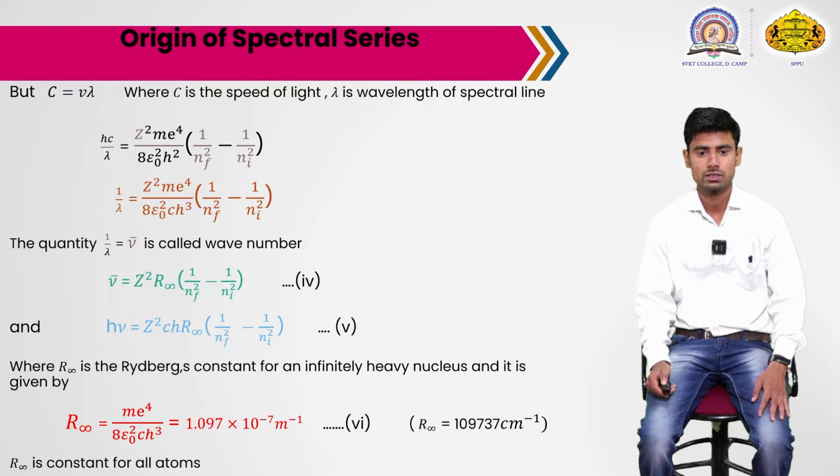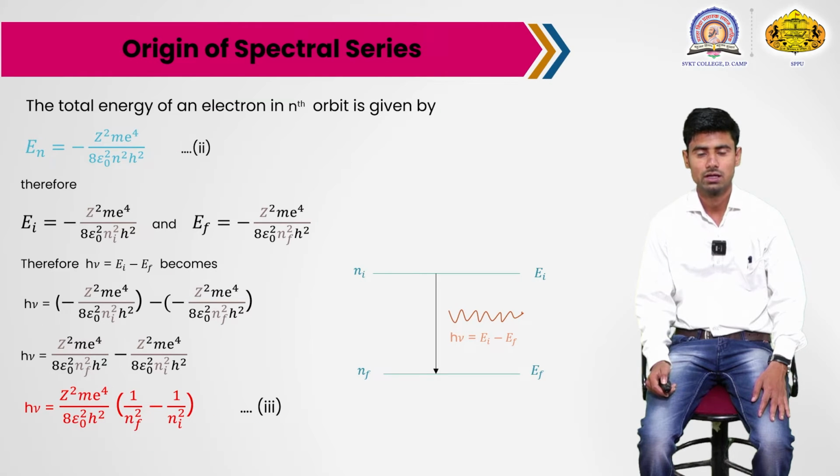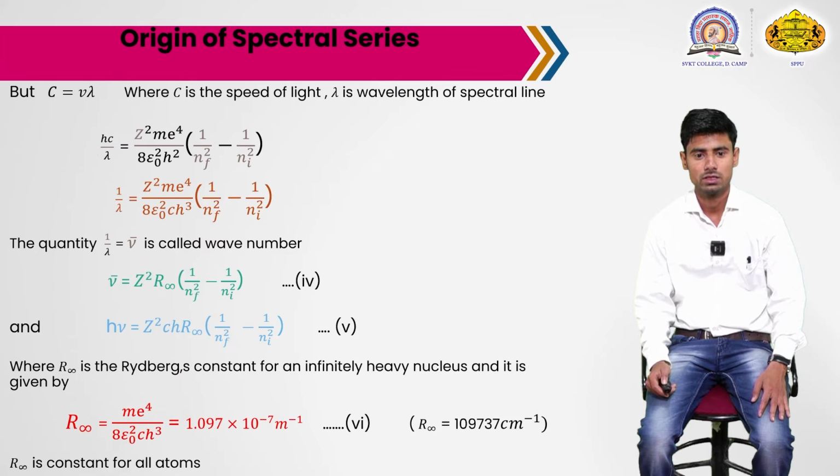Now this R infinity is a constant for all atoms. So by substituting this value of R infinity from equation 4 in equation number 3, I will get h nu equals, now m e power 4 by 8 epsilon 0 square h square into ch is the Rydberg constant. If I substitute the value of the Rydberg constant in equation 3, I will get equation 5, that is h nu equals Z square ch into R infinity into 1 by nf square minus 1 by ni square. So equation 5 gives us the energy of a quantum in terms of the Rydberg constant.